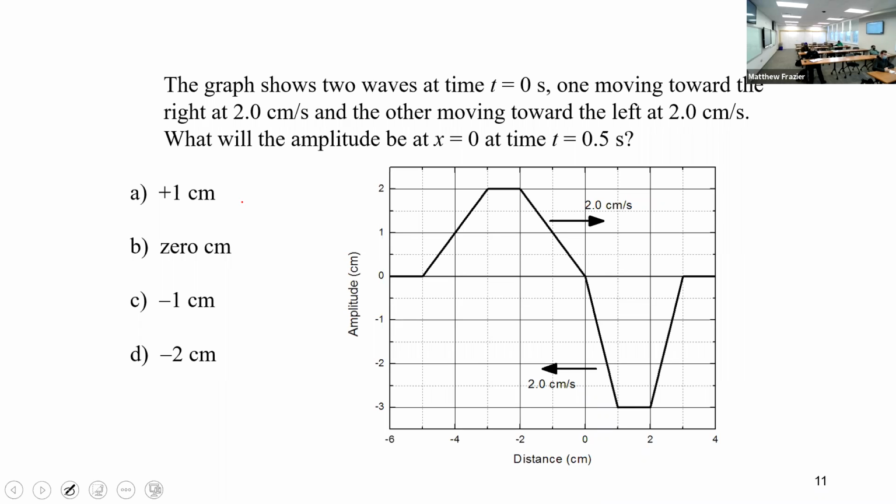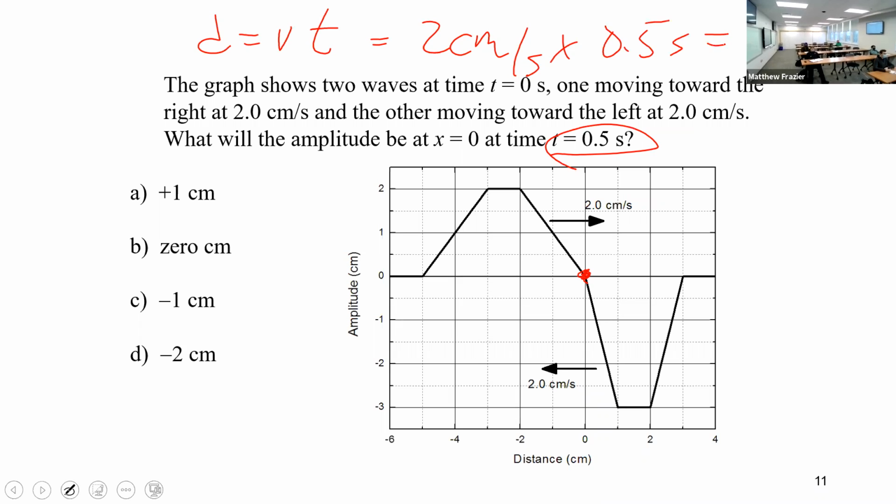So what we have, all right, each wave is moving at 2 centimeters a second. And here is our x equals 0 spot. And so we want to know what it's going to look like half a second later. So the distance it moves is just velocity times time. 2 centimeters per second times 0.5 seconds is 1 centimeter. All right, so each of these waves is going to move 1 centimeter, one to the left, one to the right. So let's get some different colors here.